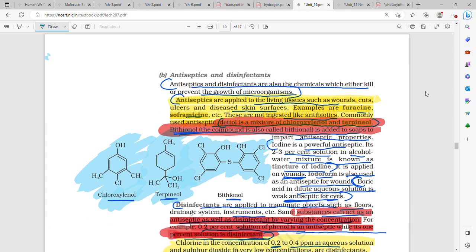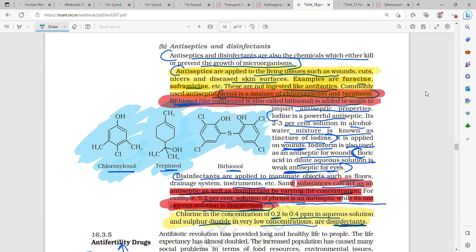Antiseptics and disinfectants are the chemicals which kill or prevent the growth of microorganisms. Antiseptics are applied to living tissues such as wounds, cuts, ulcers, and diseased skin surfaces. Examples are Furacin and Soframycin. They are not ingested like antibiotics. They are commonly used as antiseptics. For example, Dettol is a mixture of chloroxylenol and terpineol.